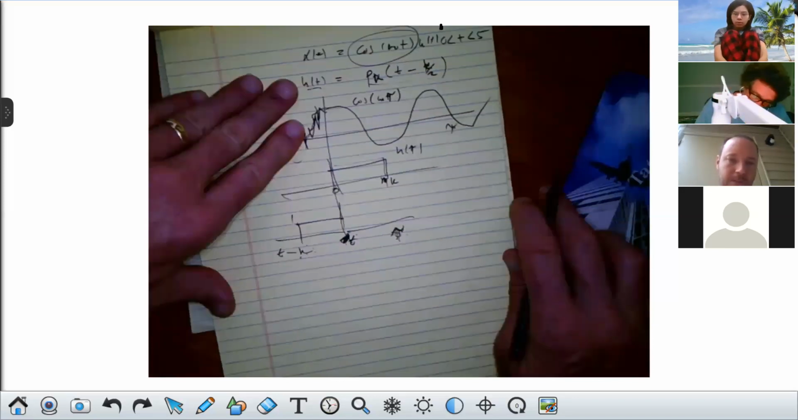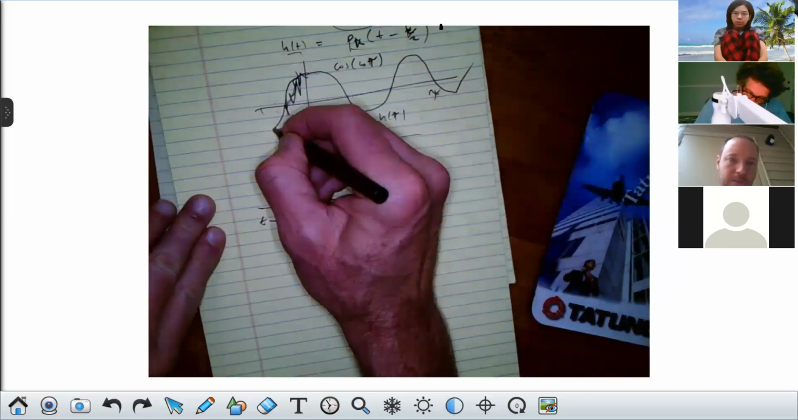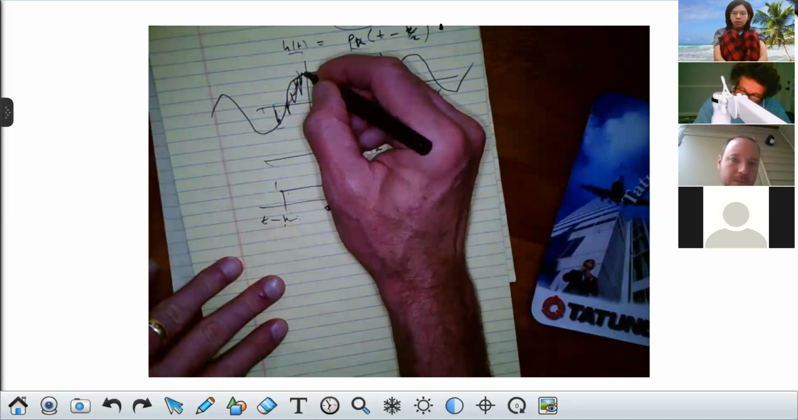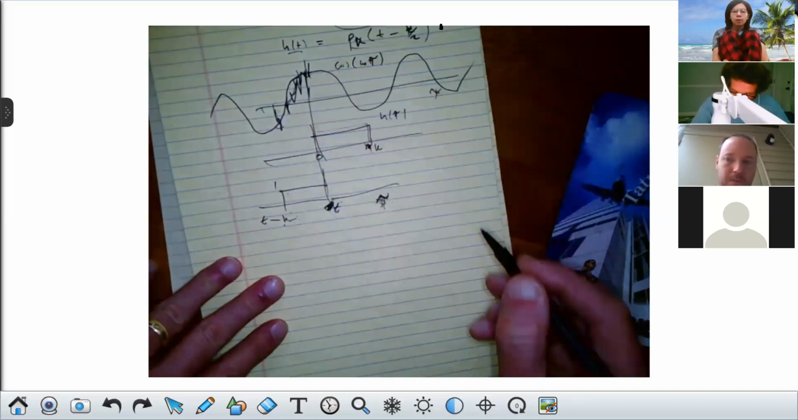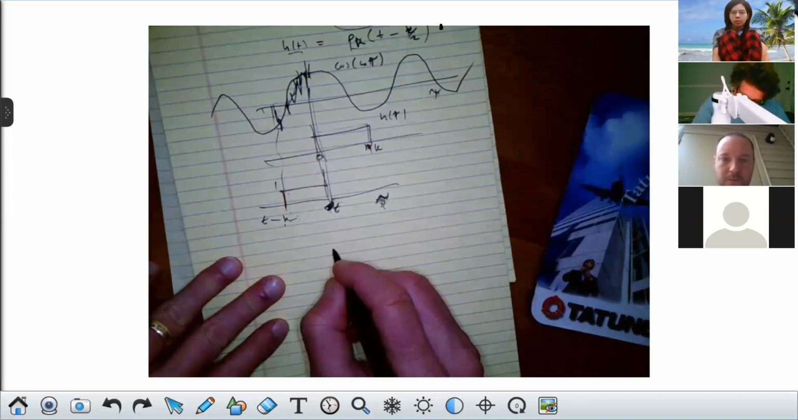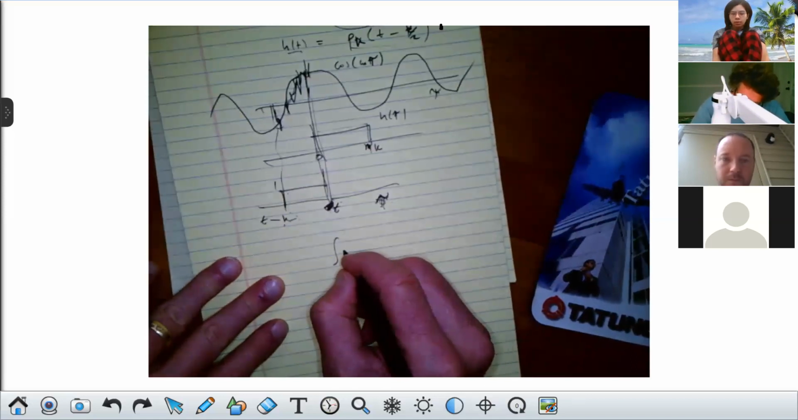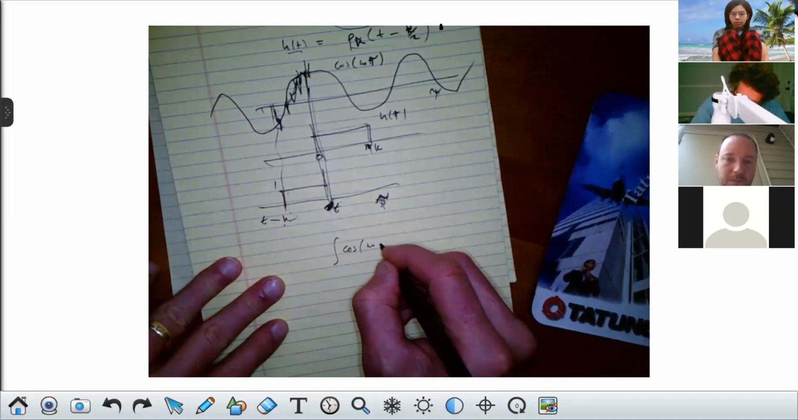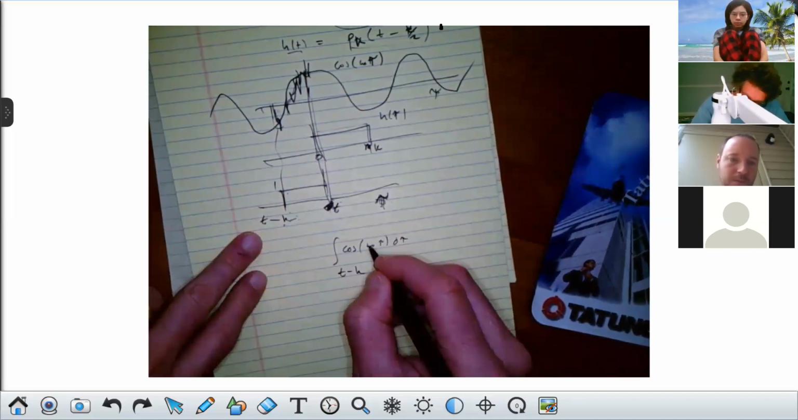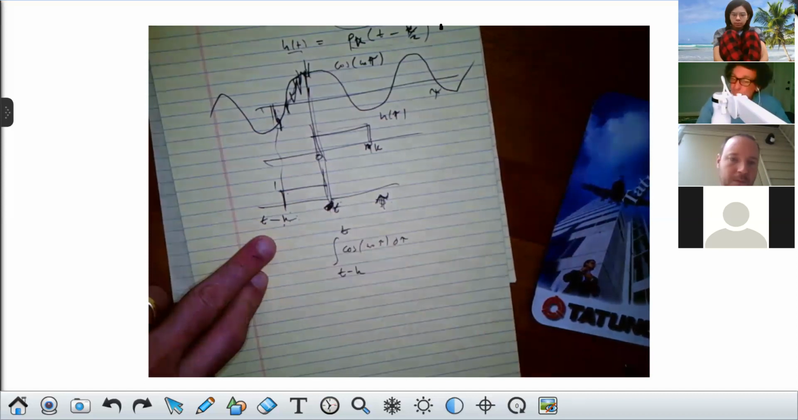If this cosine went on forever, what is your integral going to look like? From minus infinity? No, in the window from t minus k to t. Okay. Yeah, right. So that's going to be the integral of cosine of omega naught tau d tau, and it starts at t minus k and goes all the way to t.